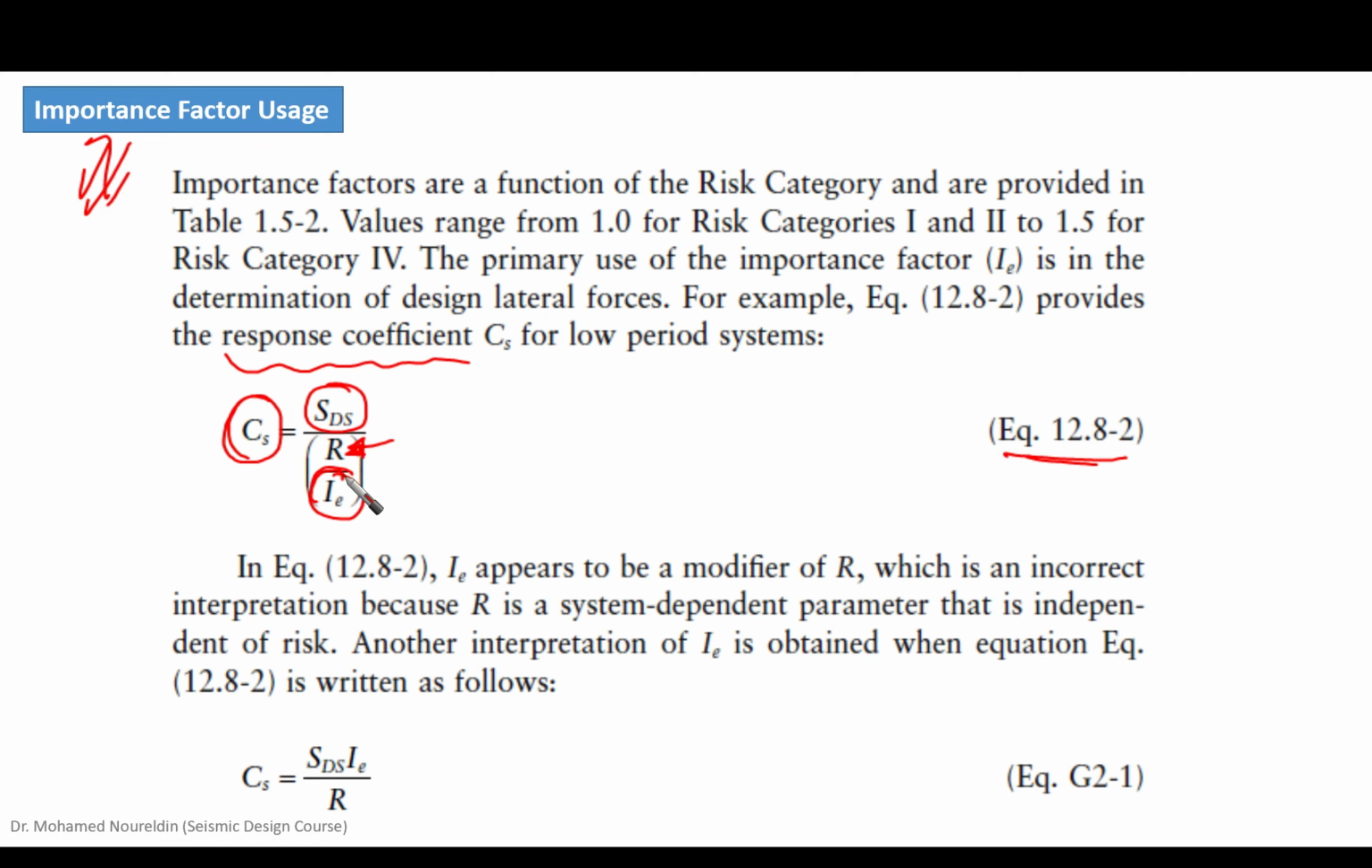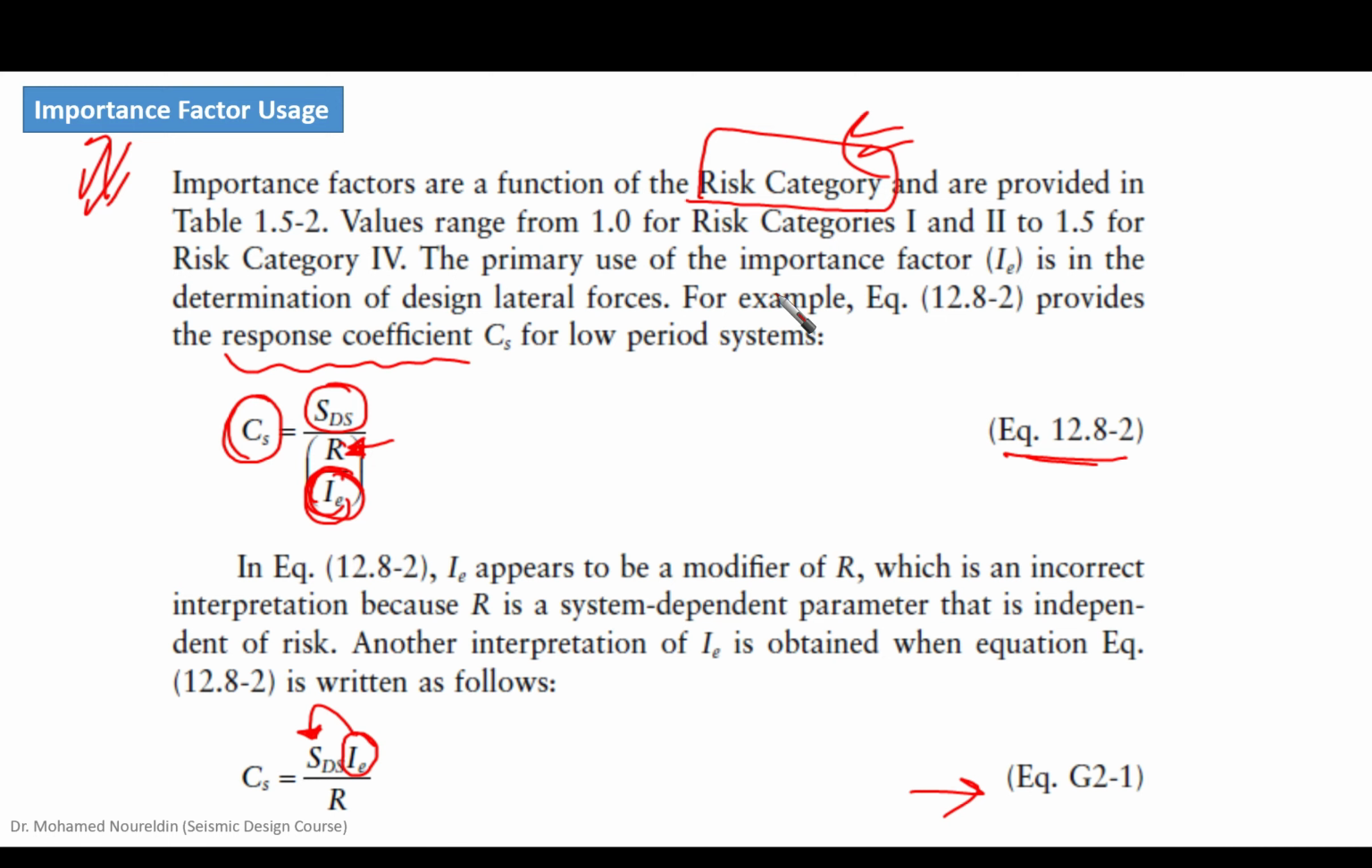What we want to say is that IE does not have any relation with the lateral resisting system itself. Even when we go to this equation, we find IE in the denominator, as if it controls the SDS, but actually it has nothing to do with SDS either. Importance factors are a function of the risk category and are provided in this table. So it is a function only of the risk category that we assign to the building. Values range from 1 to 1.5, as we said.